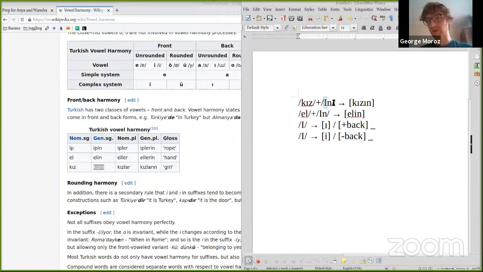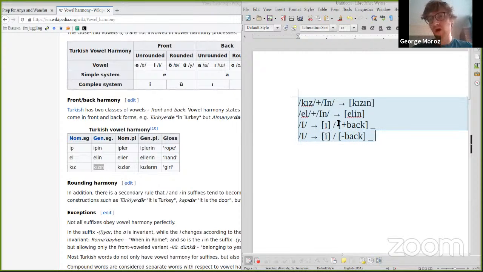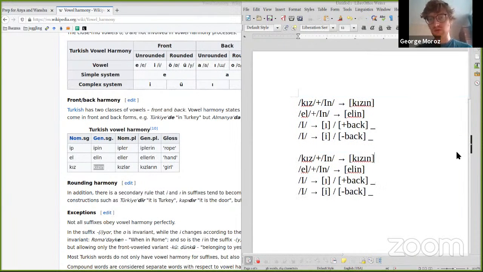When they touch, they are like, hello, what kind of features do you have? Oh, it's plus back, then I will become plus back. It achieves its specification from the other units. But this is not the only possible phonological explanation. It's also possible to have some other explanation. It's also possible to treat it like this.